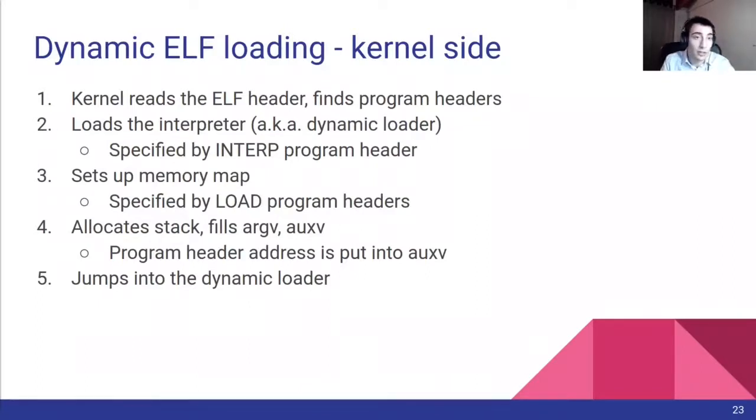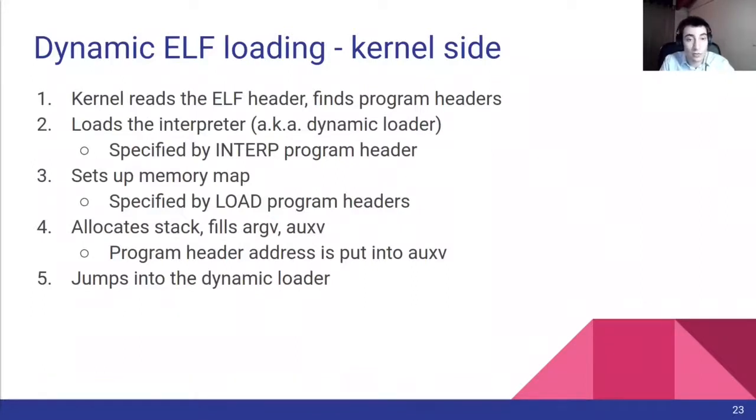On the kernel side, the kernel reads the ELF header and finds the program headers from the offset written in the ELF header. Then, if there is an interp header, it loads the interpreter, which is just another program. Then the kernel sets up the memory map of the program by following what's written in the load program headers. It does a lot of other things, but another thing that concerns us is that the kernel allocates the stack and fills the argument vector, that is the vector that contains the arguments passed on the command line.